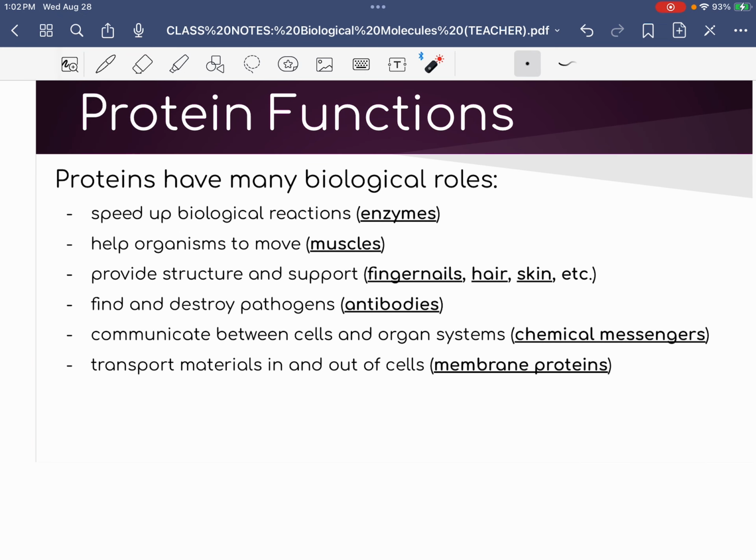So we'll learn a little bit more about this later on, but proteins have lots of functions. They can be enzymes. Our muscle fibers are made of protein. Fingernails, hair, skin, those sorts of supporting structures are also made of proteins. Antibodies are made of proteins. Some chemical messengers: I know that we said that a lot of hormones are made of lipids, but you can also have protein chemical messengers that communicate between cells and organ systems. And some of them are stuck in the membrane and have different functions in the cell membrane.